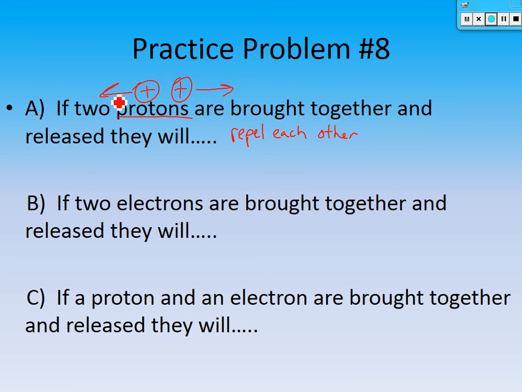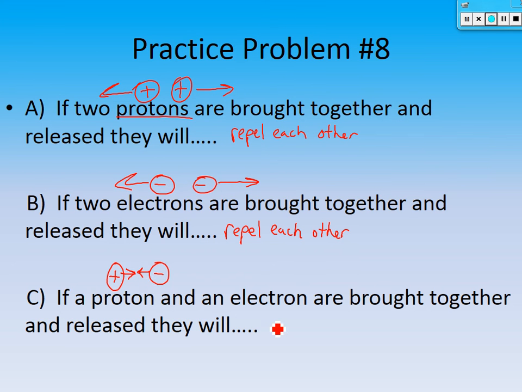Part B. Now what if you had two electrons? What charge does an electron have? Negative. So if I had two negatively charged particles and I brought them close together and let go, what's going to happen? Yeah, same thing. They're going to repel each other. Okay. Part C. If a proton, which is positive, and an electron, which is negative, are brought close together, what will they do? They're going to attract. So hopefully in your guided notes you've kind of filled that out. These guys will attract each other.